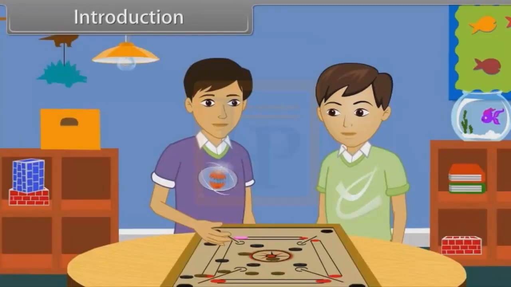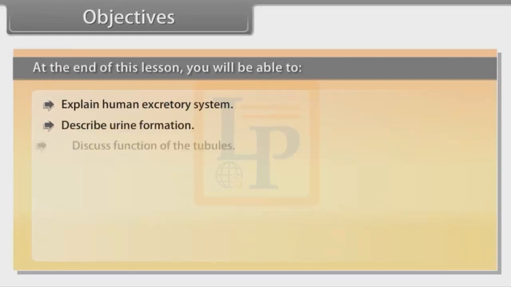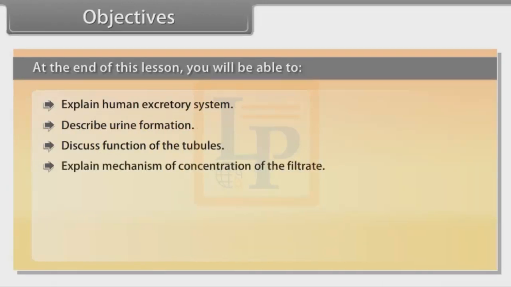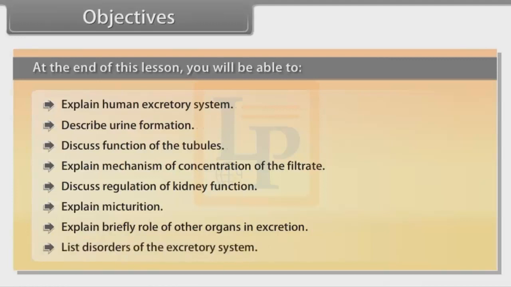Sure. In this lesson, you will learn about excretory products and their elimination in the human body. Objectives. At the end of this lesson, you will be able to explain the human excretory system, describe urine formation, discuss functions of the tubules, explain the mechanism of concentration of the filtrate, discuss regulation of kidney function, explain micturition, explain briefly the role of other organs in excretion, and list disorders of the excretory system.